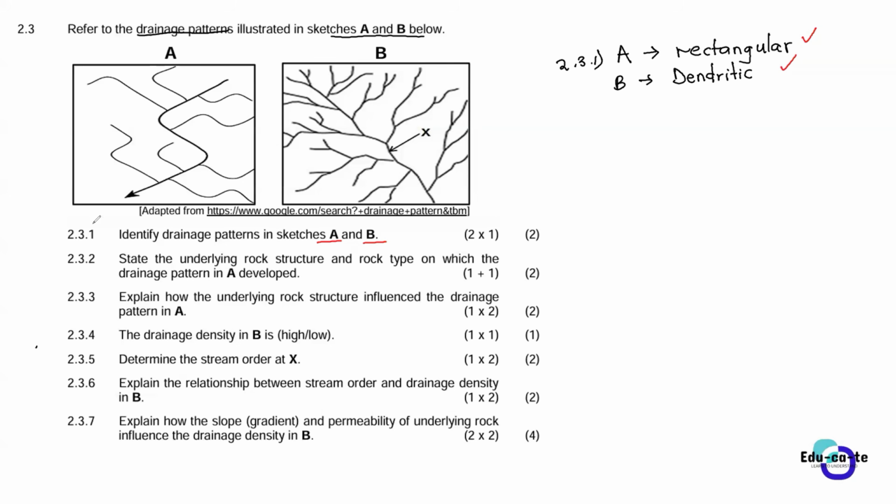So you start with sketch A, then you follow with sketch B. Okay, 2.3.2. State the underlying rock structure. So we want to know what is the underlying rock structure and the rock type.